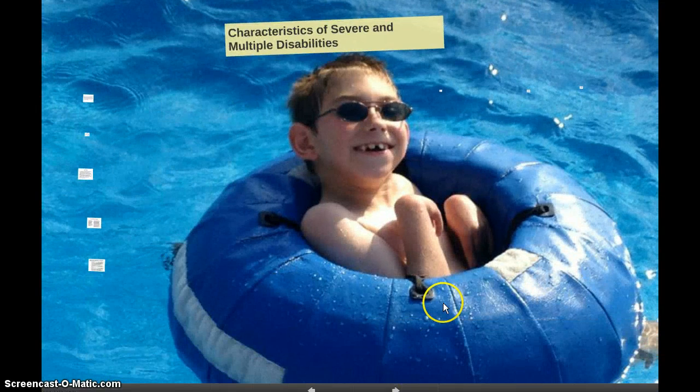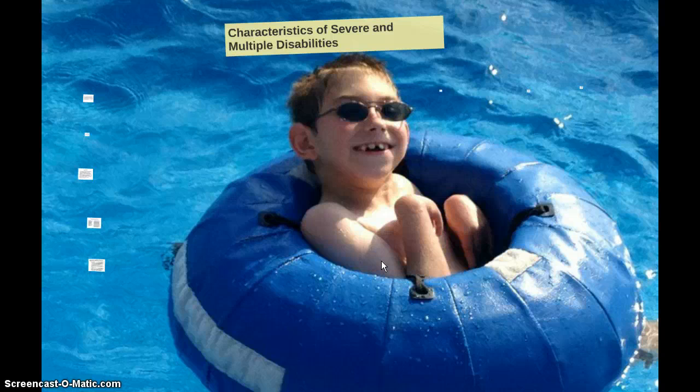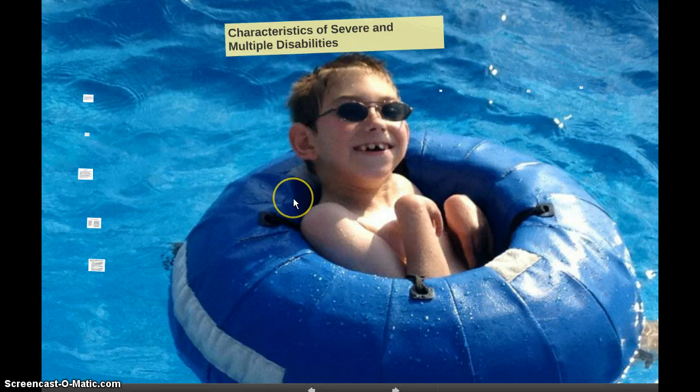Okay, so those are our characteristics of severe and multiple disabilities. That's the big picture, and we're going to start just digging into what does all this mean. When kids have this kind of combination of disabilities, then how does that affect how we teach them? That's what this entire class is all about.